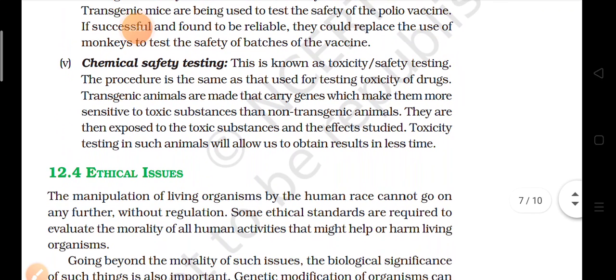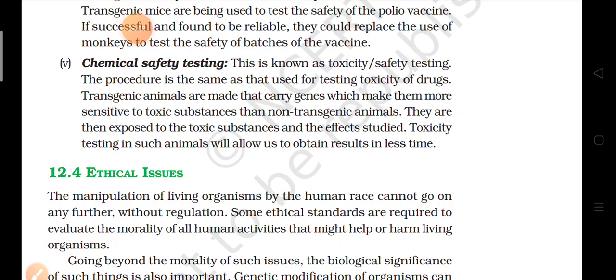Then chemical safety testing. Whenever these medicines or chemicals are developed, they cannot be directly applied on the human body, so testing is done to see whether they are toxic or not. For that also transgenic animals are made, and they are exposed to toxic substances and their studies are made. So toxicity testing in such animals will allow us to obtain results in less time. So these are the reasons for which there is need of transgenic animals.